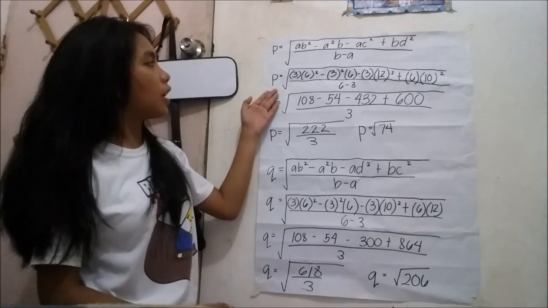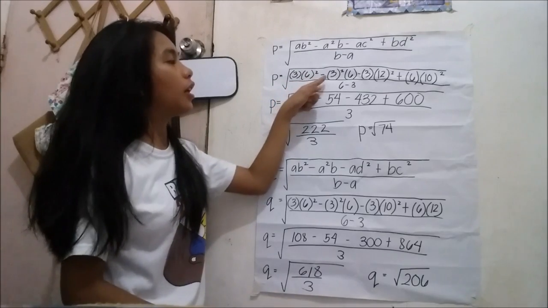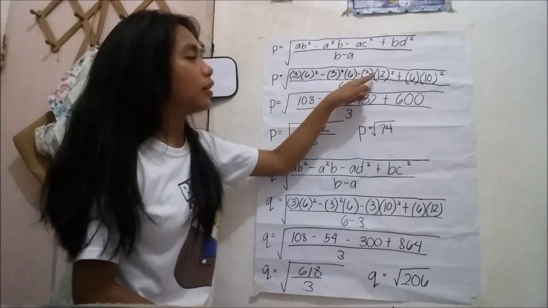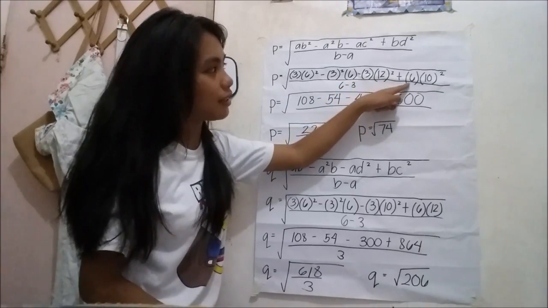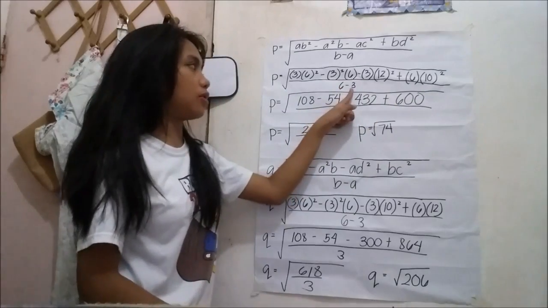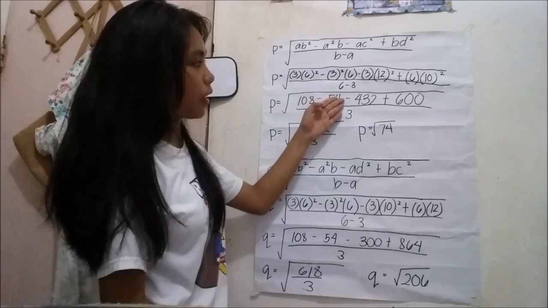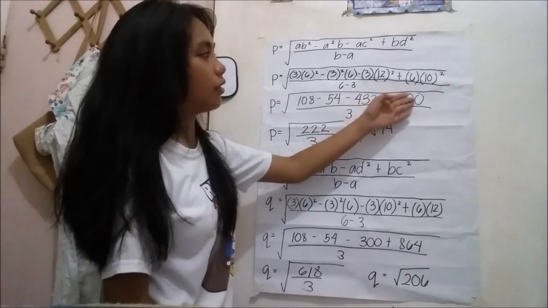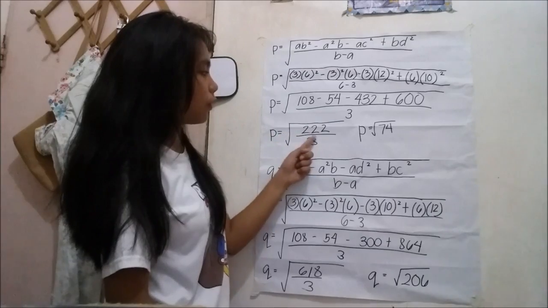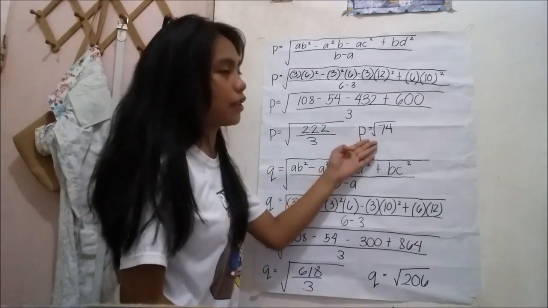So P is equal to the square root of 3 times 6 squared minus 3 squared times 6 minus 3 times 12 squared plus 6 times 10 squared all over 6 minus 3. So 108 minus 54 minus 432 plus 600 all over 3. 222 all over 3. So P is equal to 74.